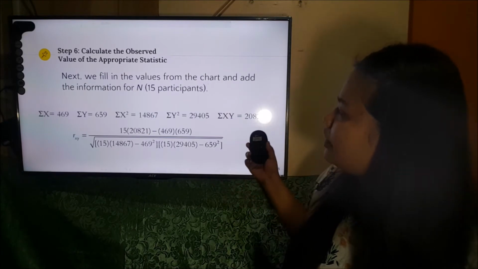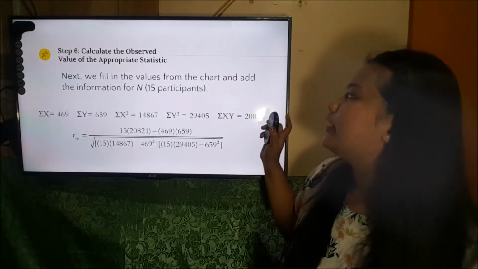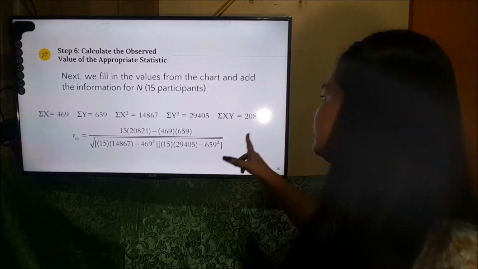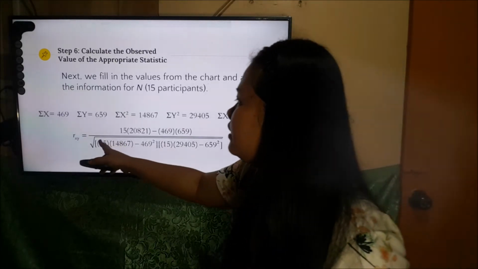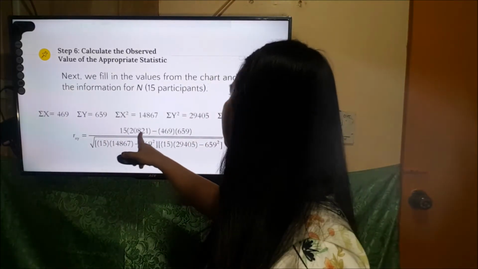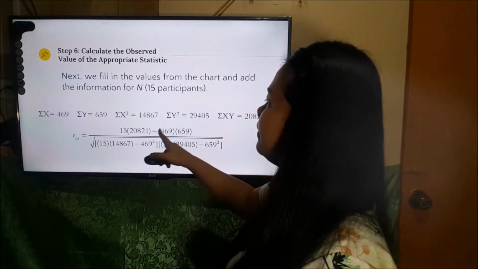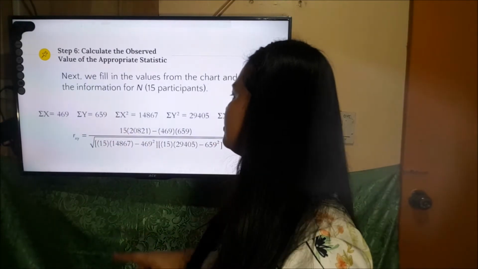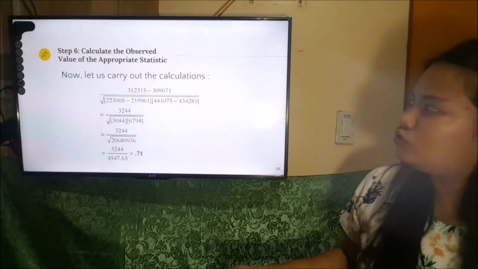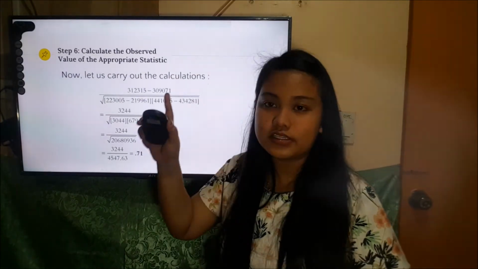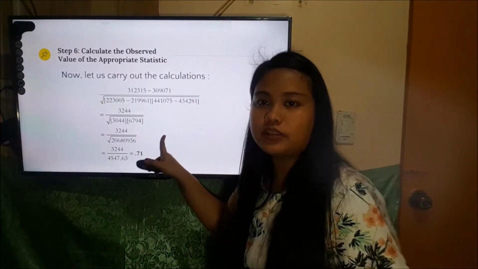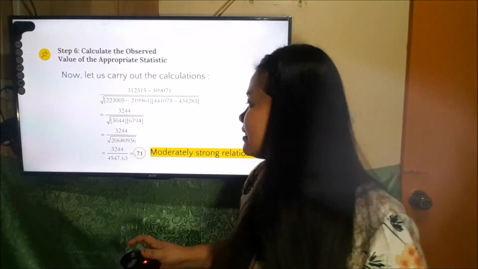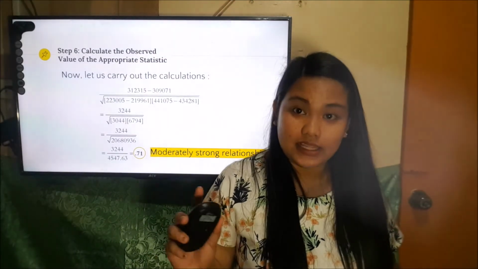Now, you fill in the values from the chart, from our table, and add the information for n. Okay, so this is the result. We just fill it in: 15, summation of xy minus summation of x multiplied by summation of y. Okay, and you do the calculations. After doing the calculation, the result is 0.71, and that indicates a moderately strong relationship.